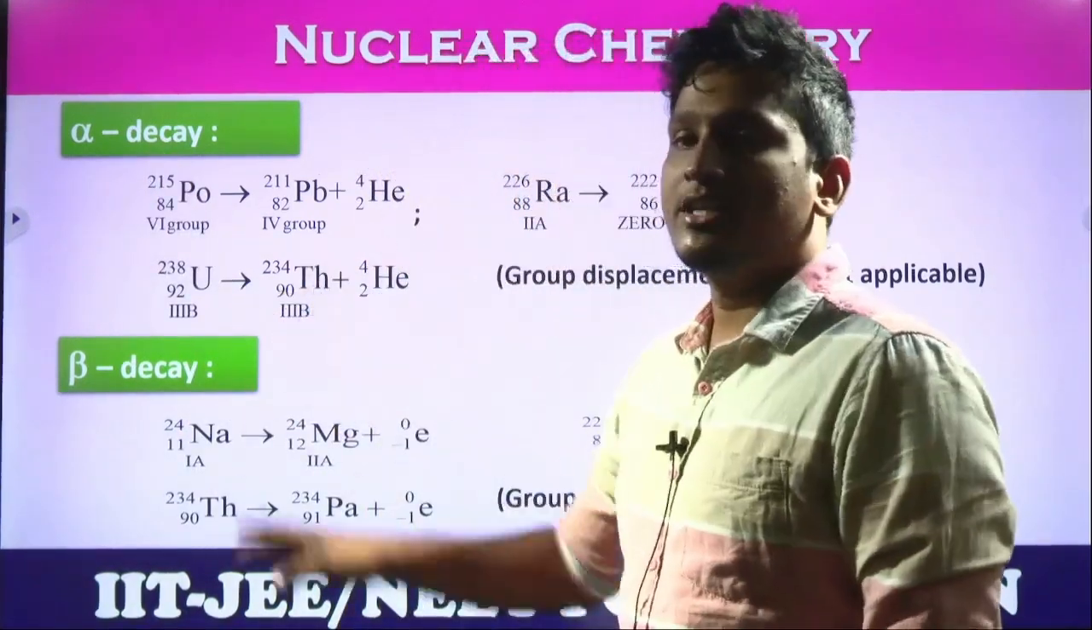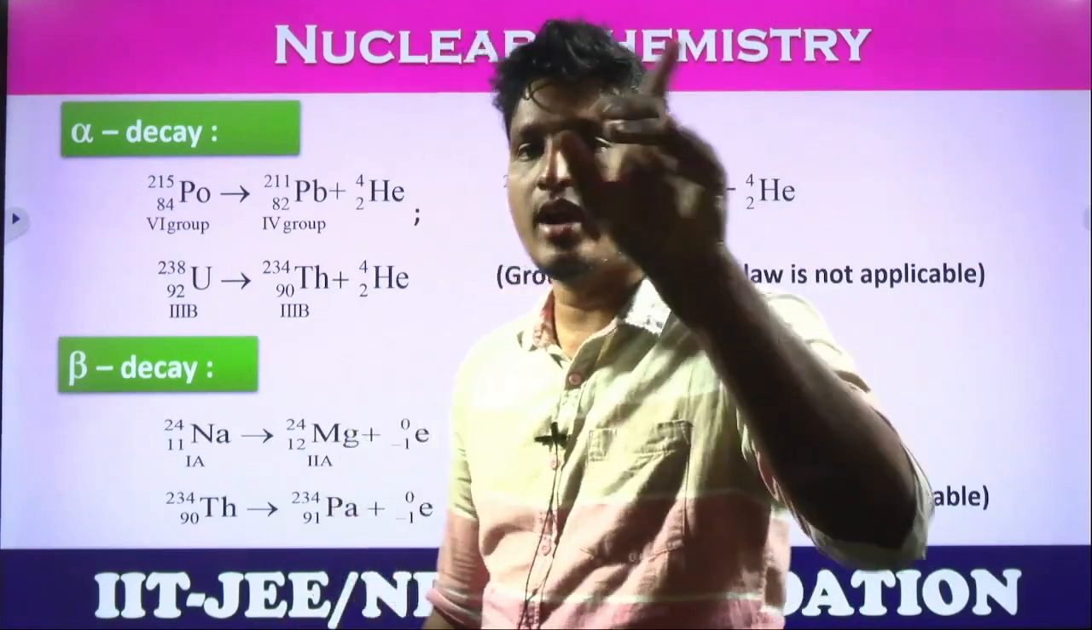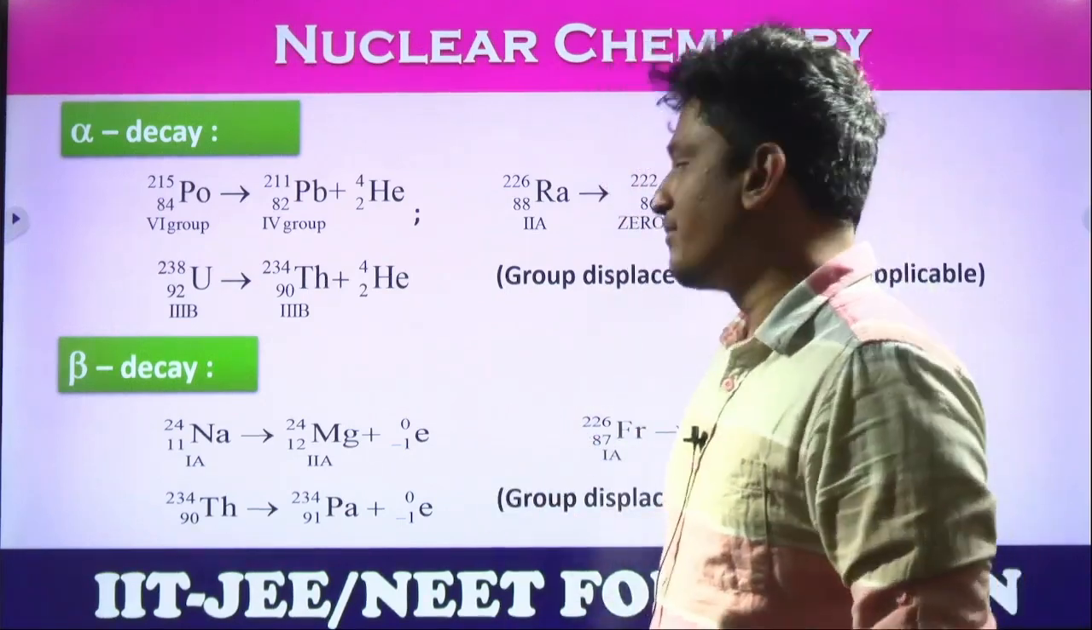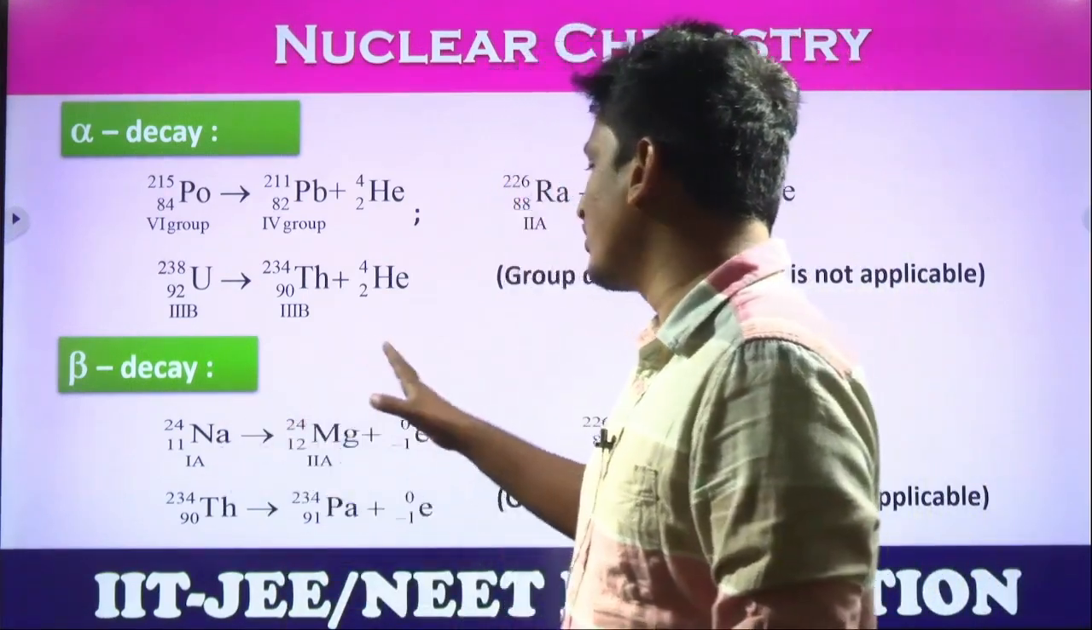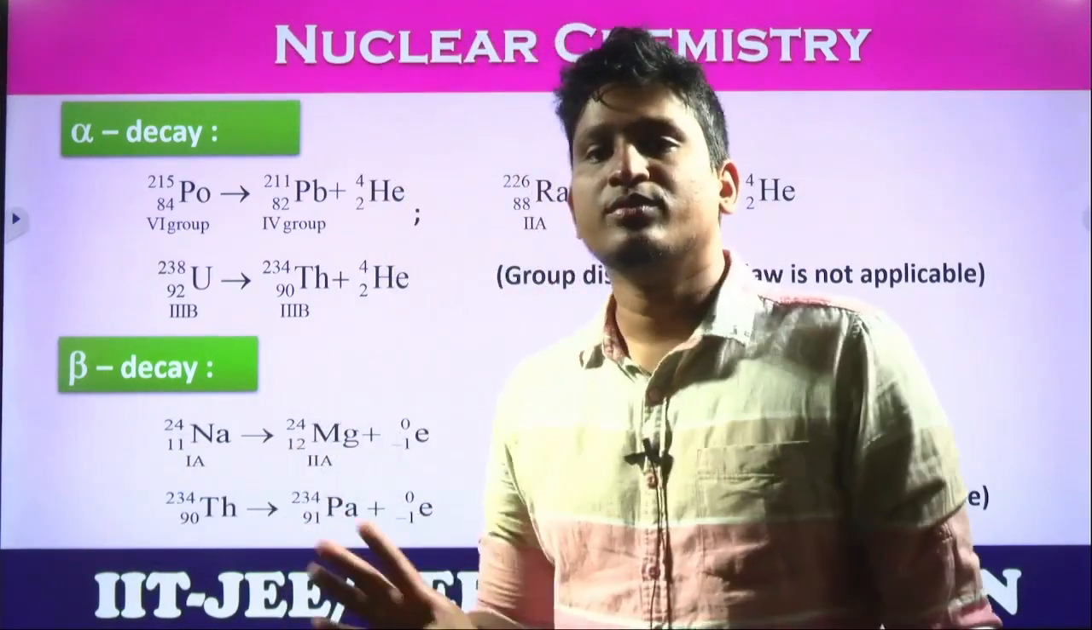So this group displacement law is not applicable for group 3 elements. That means F block elements, you have to remember that point. So these are the reactions which come under beta emissions, beta decay. Sodium converts into magnesium. Sodium belongs to group number 1, and it converts into group number 2.